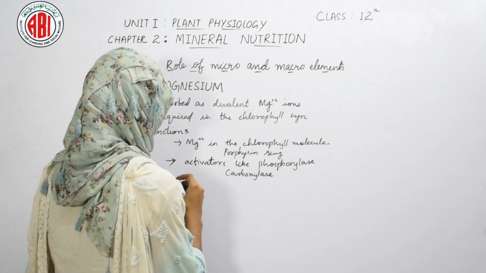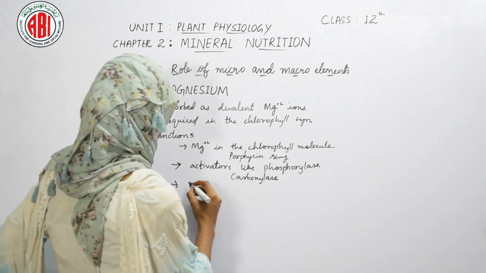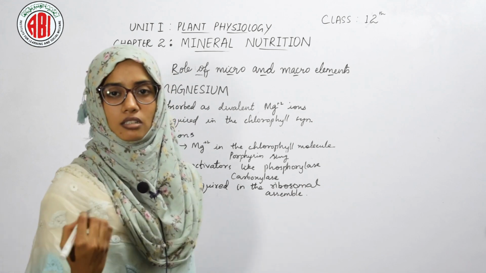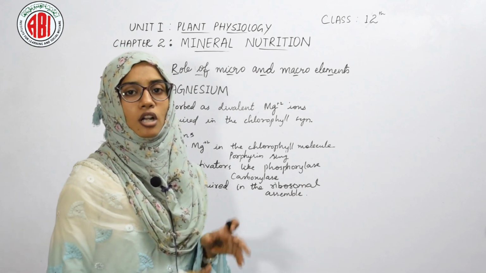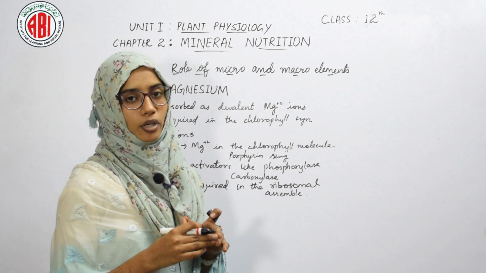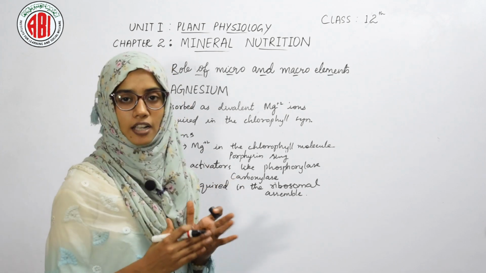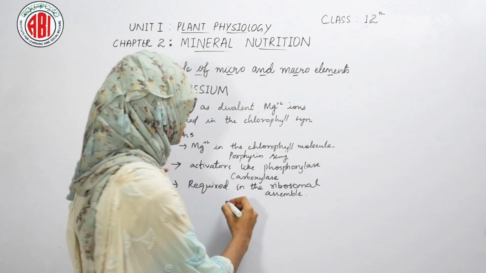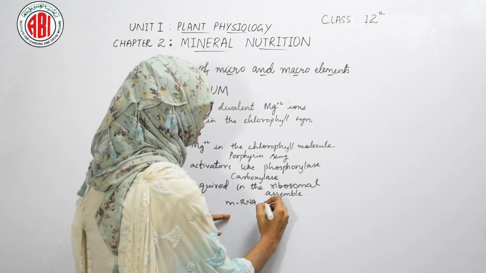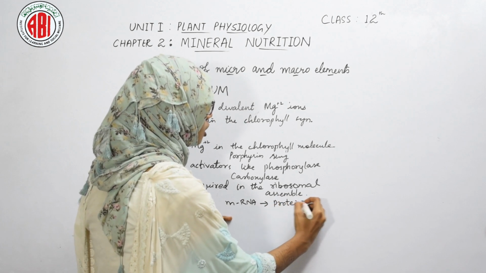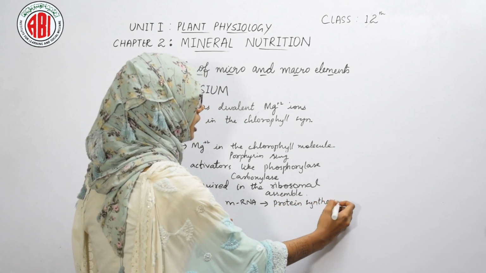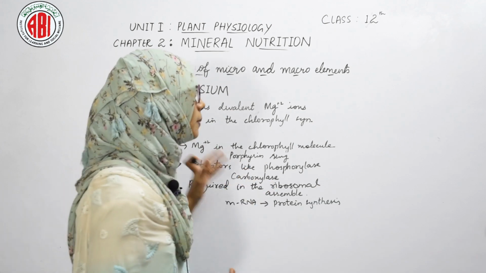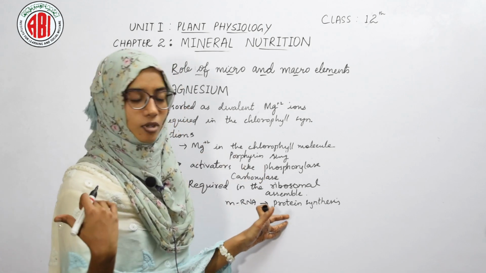The next function of magnesium is that it is required in ribosomal assemblage. During protein synthesis, the larger subunit of the ribosome should assemble with the smaller subunit. Then only the mRNA is going to bind to the ribosomes, and when the mRNA binds to the ribosomes, protein synthesis can take place. So if the magnesium ion is not present, ribosomal assemblage is not possible, and due to this protein synthesis would get affected.